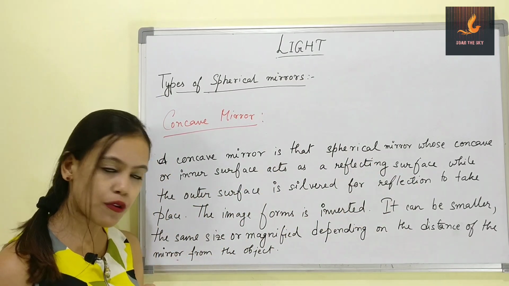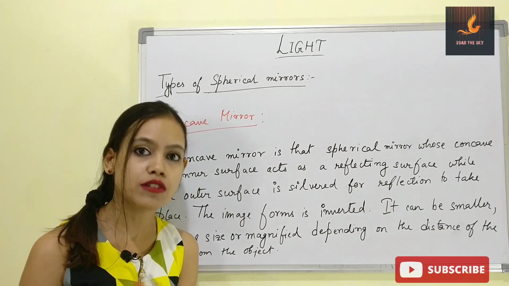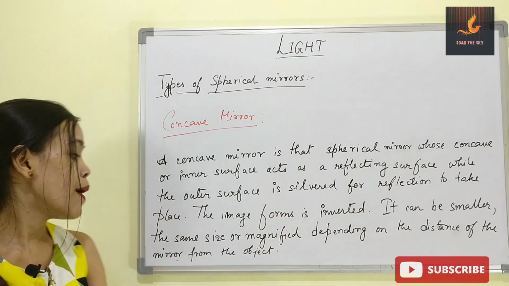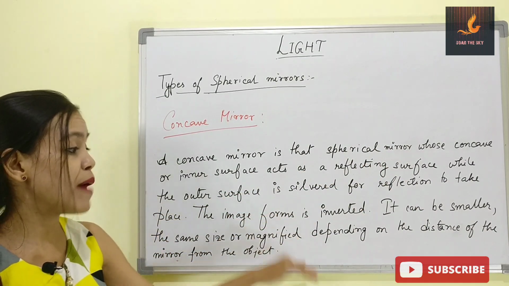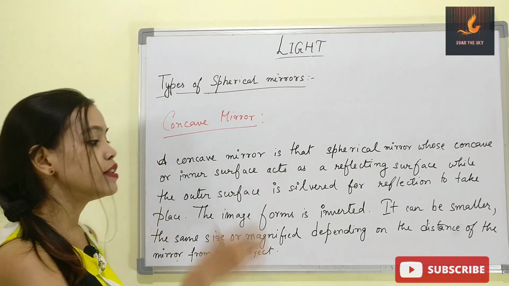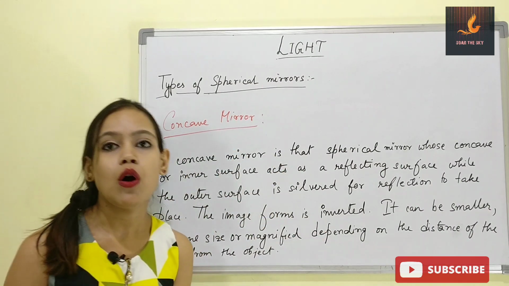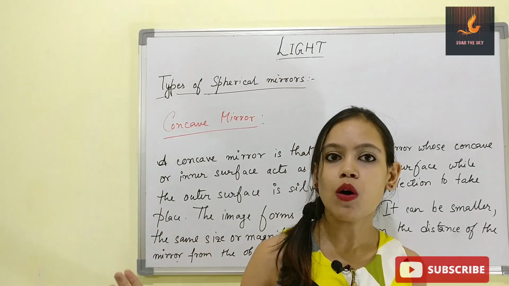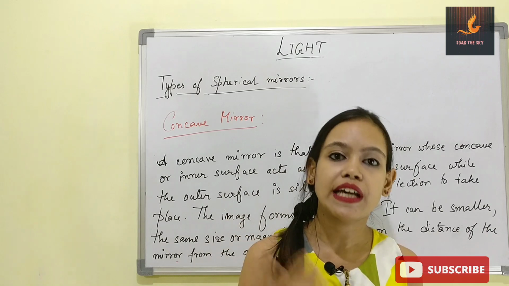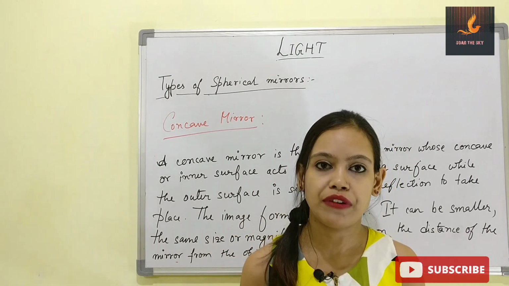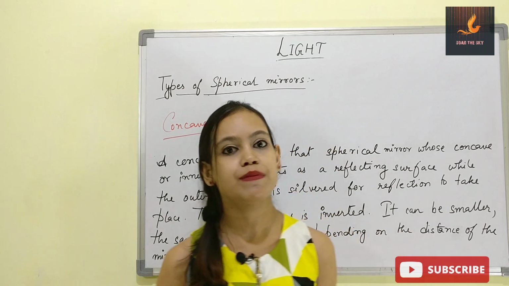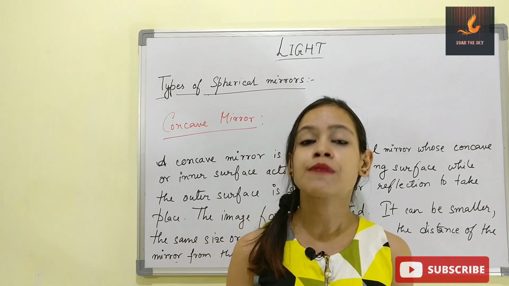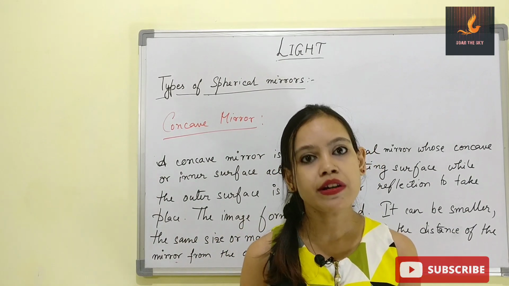The image that is formed due to the reflection on the surface of the concave mirror is inverted. It can also be smaller, the same size, or magnified depending upon the distance of the mirror from the object. So depending upon where we place the mirror from the object, we get to see what type of image is getting formed due to the reflection. It can be of the same size, it can be smaller, it can be magnified. All the three forms can be seen just depending upon where the mirror is placed.